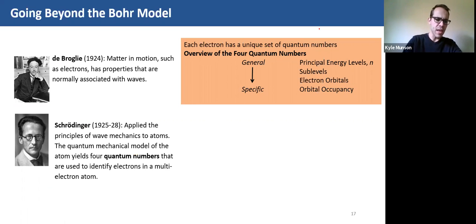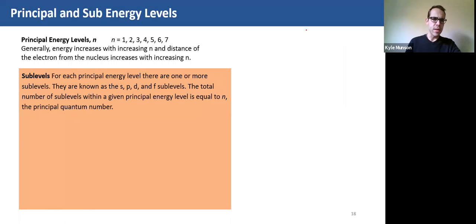And so here are the takeaways at the top from these quantum numbers. What we can know is that each electron has a unique set of quantum numbers. We're going to talk about these, but they're used to identify the electron. So you have things like principal energy levels, which are very general. And then it gets more specific when we talk about electron orbitals and orbital occupancy. So here is our introduction to principal and sub-energy levels.